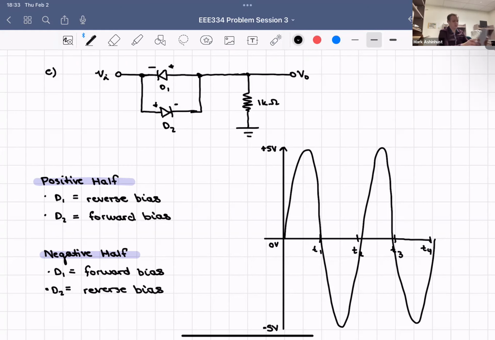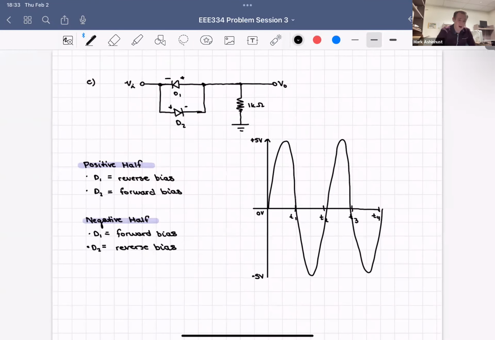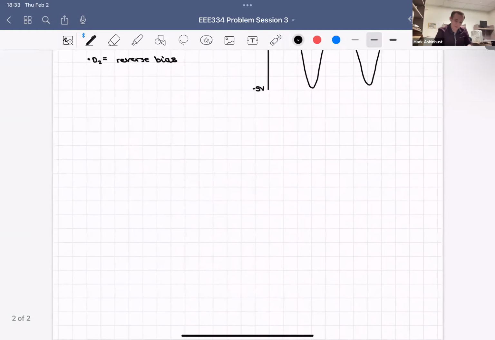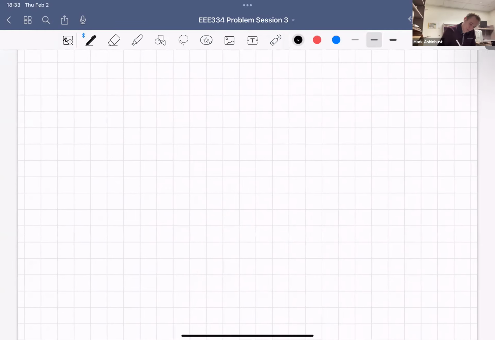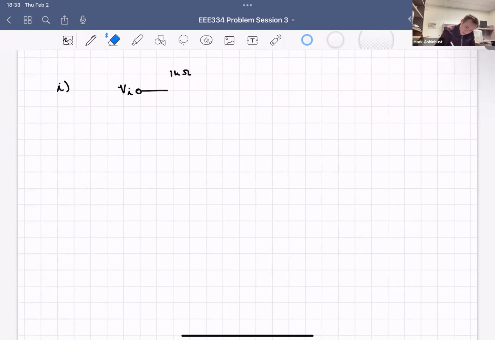The next one I'll jump to, I'm going to do a big jump here because I think you've got enough information now that you could figure those out on your own. I'm going to jump to I. So working on I, we have VI, and then we have the resistor. That's 1 kilo ohm.